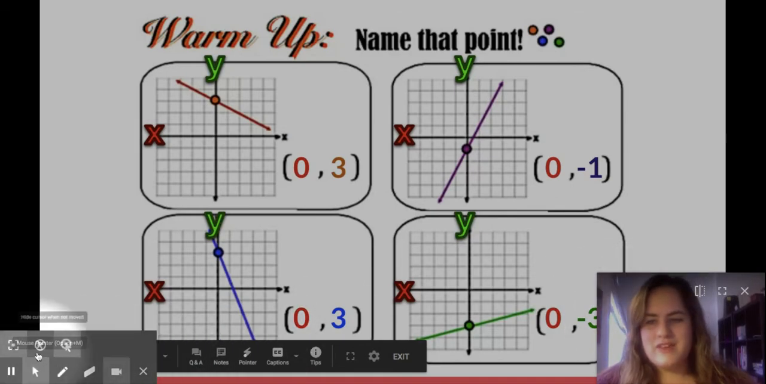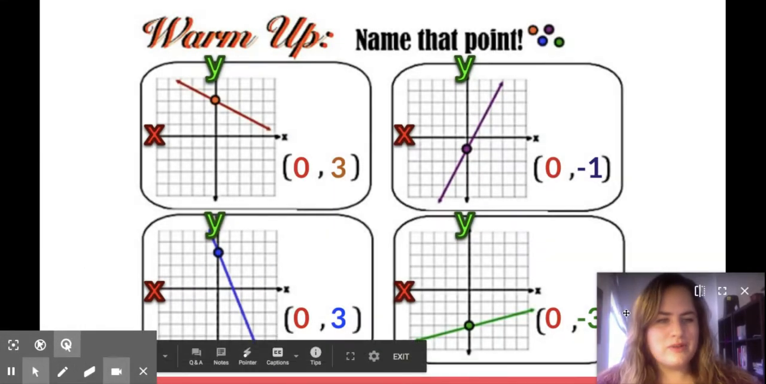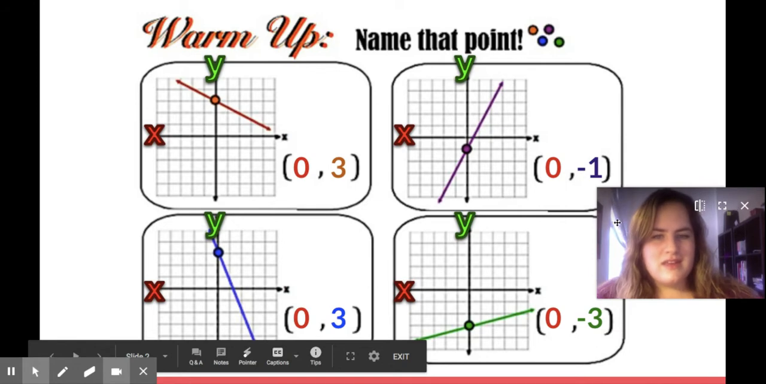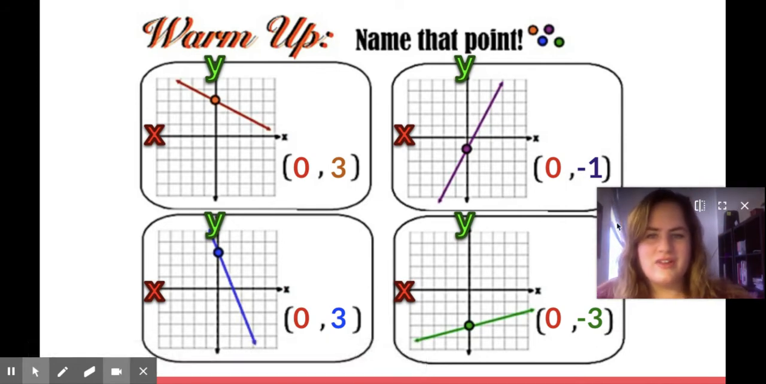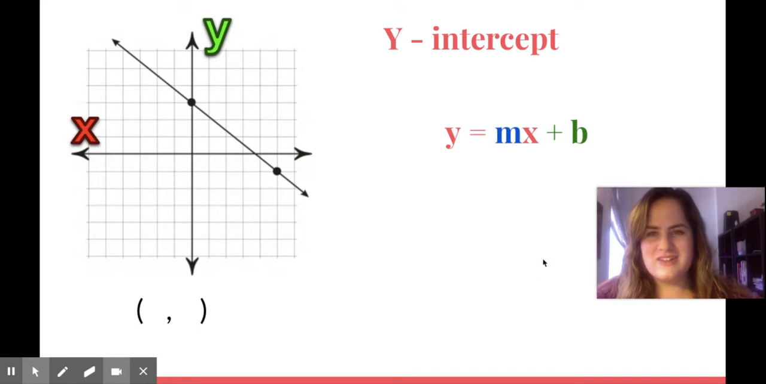Okay, so you'll notice something about all these points. What they have in common is that they're all on the y-axis, and for every single point, the x value is 0. So let's keep that in mind. Okay, let's look at our next example. Let's just focus on the y-intercept.